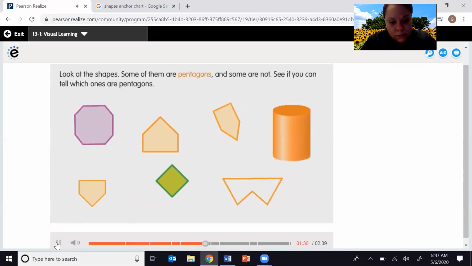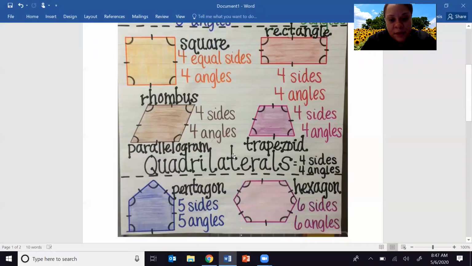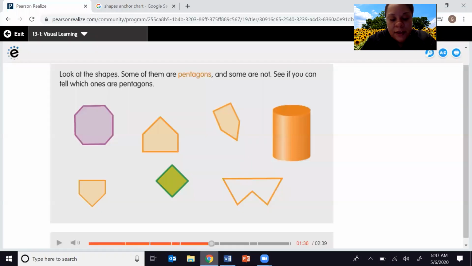Look at the shapes. Some of them are pentagons and some are not. See if you can tell which ones are pentagons. All right, so I have this anchor chart here, and it says that pentagons have 5 sides, 5 angles, and 5 vertices. So let's take a look at these. Which ones have 5 sides, 5 angles, and 5 vertices?